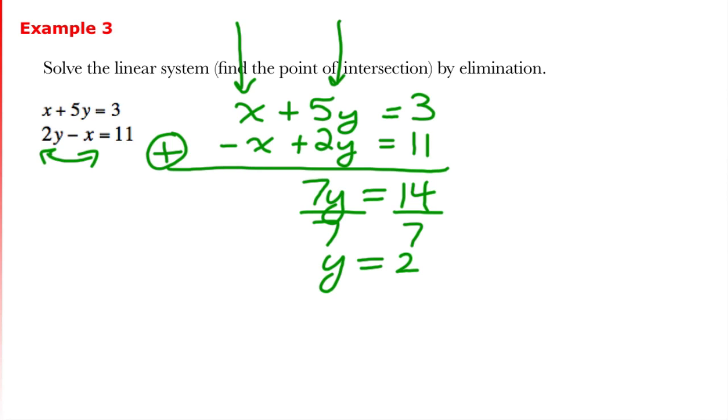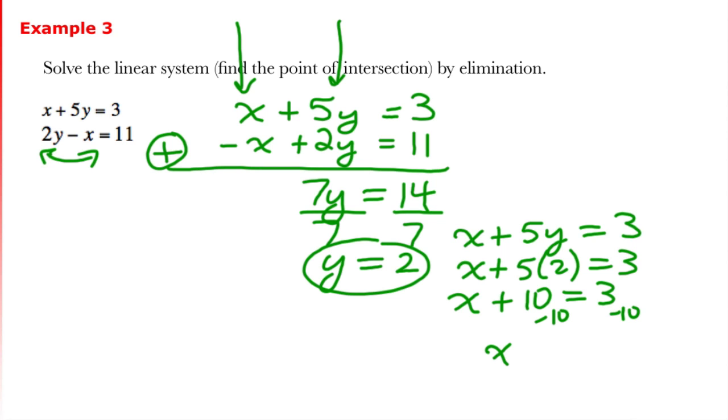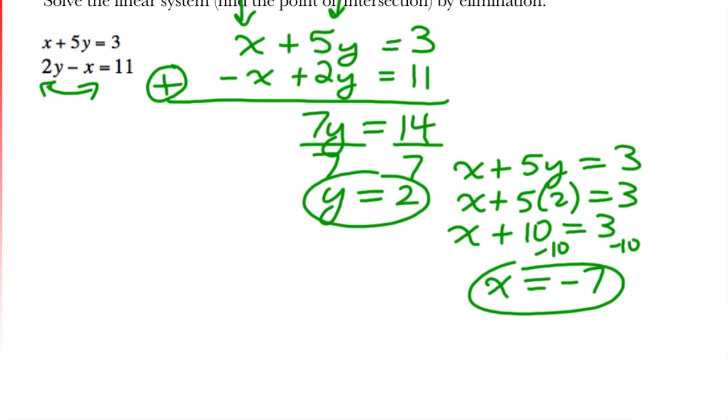And at this point, we sub it back in. You can sub it back into the first or the second equation. I might sub y equals 2 into the first equation. It just looks like it might be easier to me. And so wherever there's a y, we're going to write 2. And we end up subtracting 10 from both sides, so x equals -7. So our solution is (-7, 2).